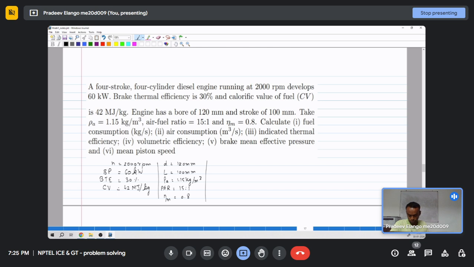Okay, so first we can start by calculating the fuel consumption. We know brake thermal efficiency is brake power by fuel power. So here fuel power is brake power by efficiency. Brake power is 60 kilowatt and brake thermal efficiency is 0.3. So we can calculate fuel power.